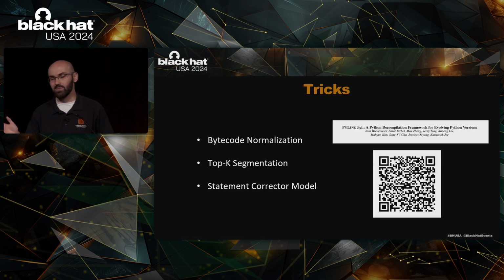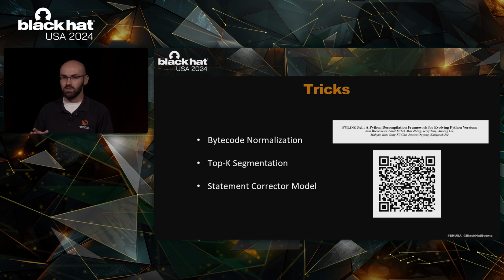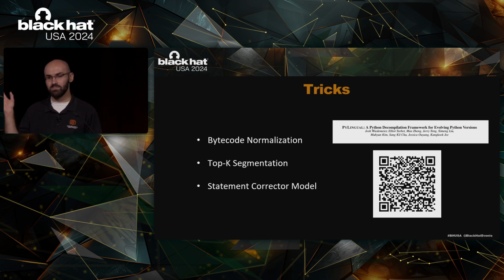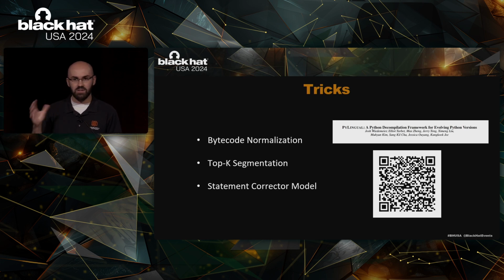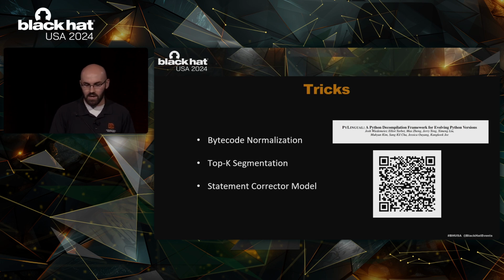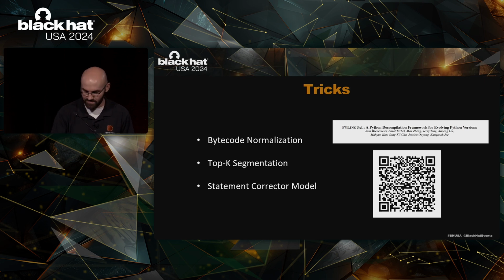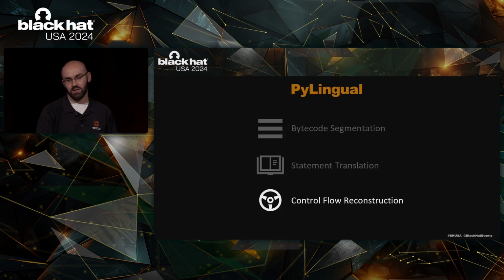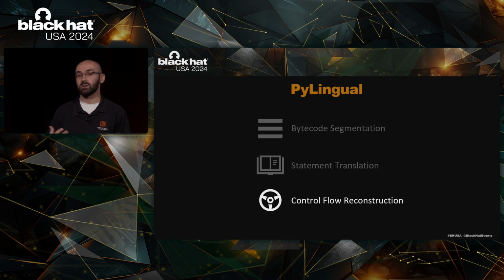Unfortunately, the performance is never great out of the box, so we play some tricks. I can't go into full detail of all of these things right now, but the details are available in the white paper. We normalize the bytecode to hide some distracting details and reduce the variance that we show to the models. We try several candidate segmentations to see if we can find one that works. And we also include a statement corrector model to spend additional compute on harder problems. Now that we have that flat list of source code statements and their association with the bytecode, we can piece together a complete Python program.